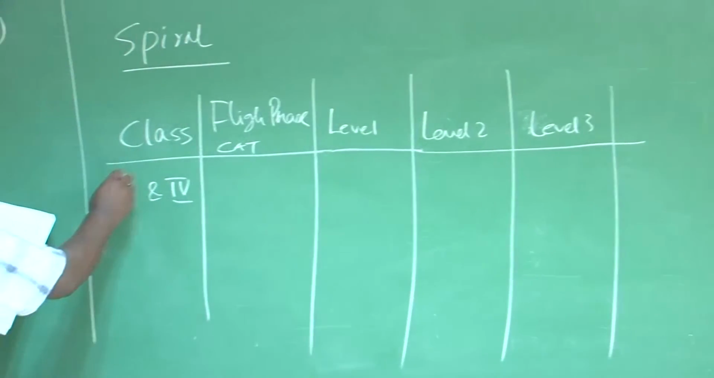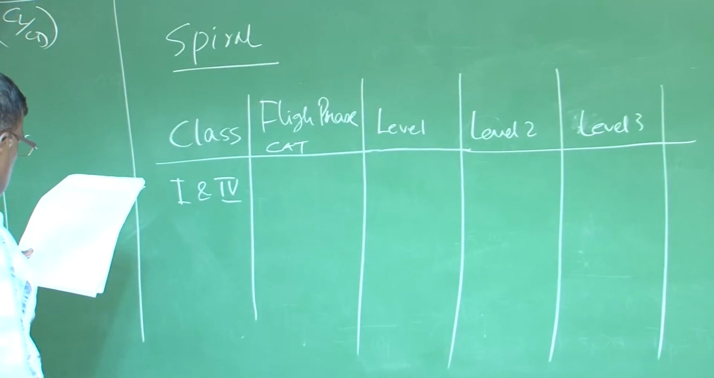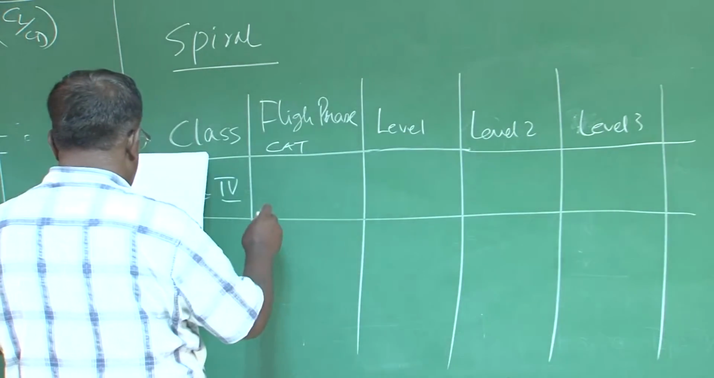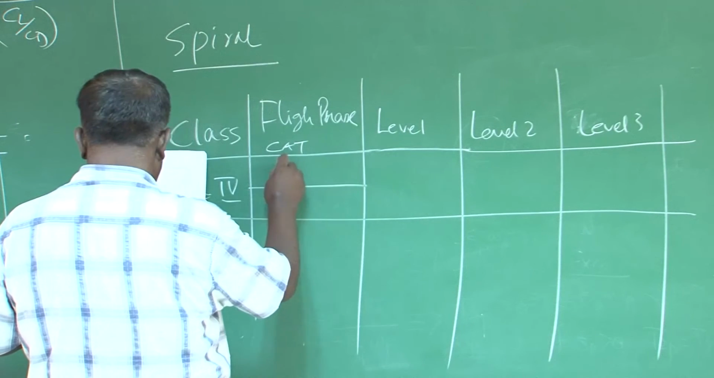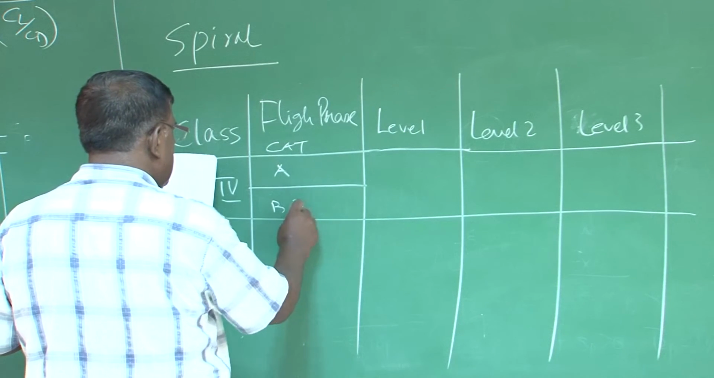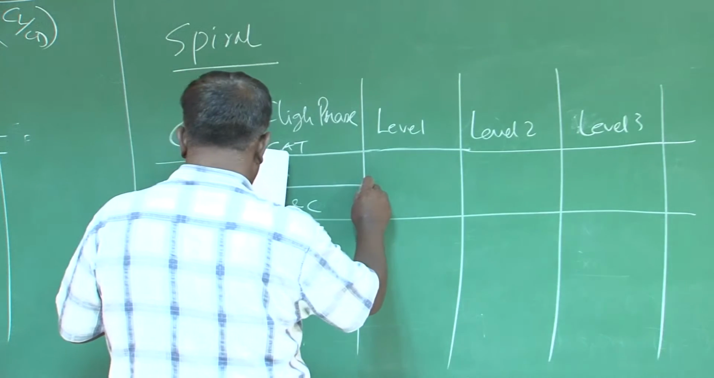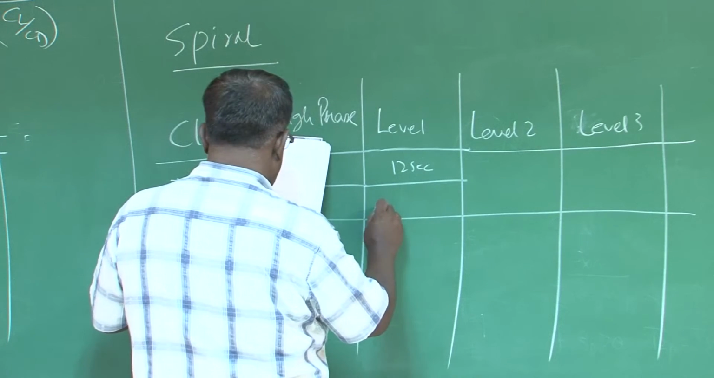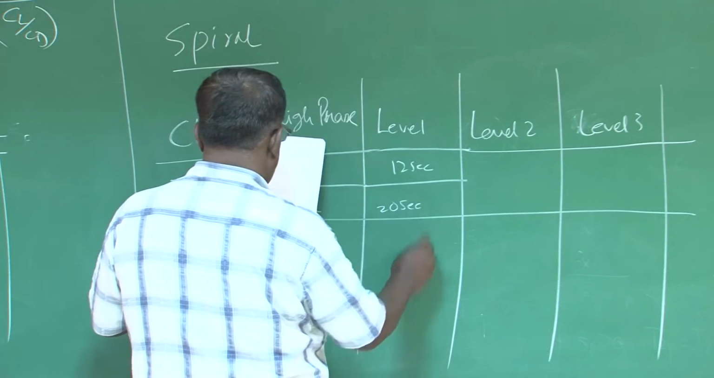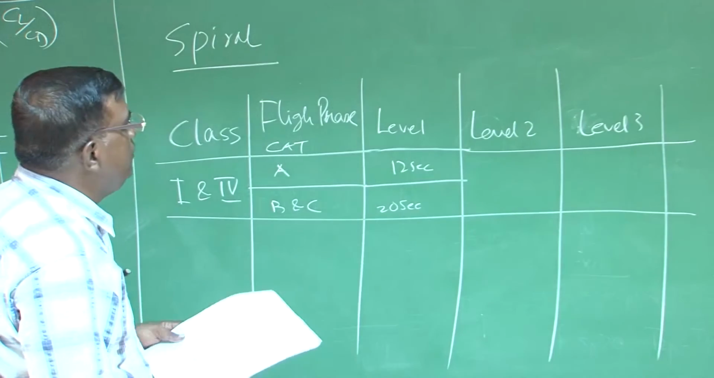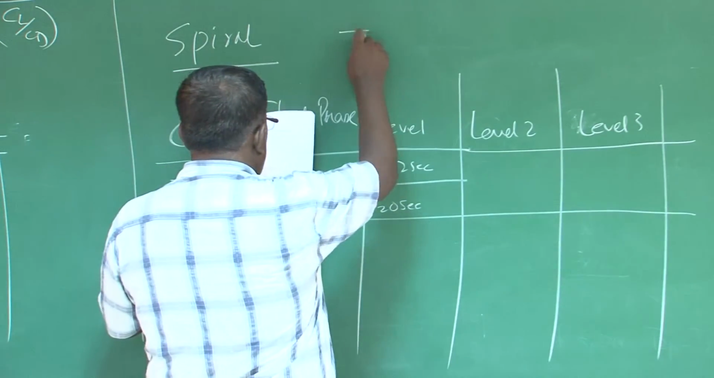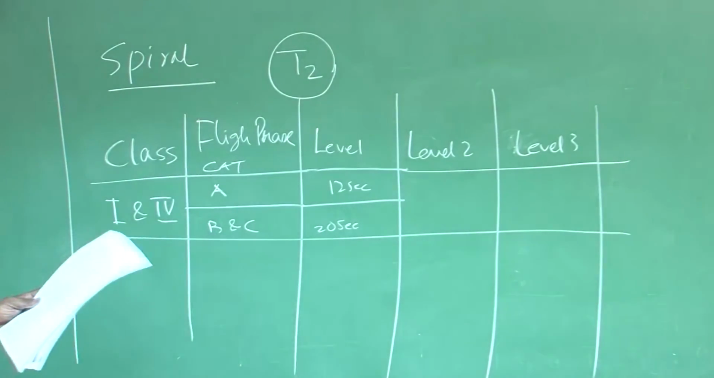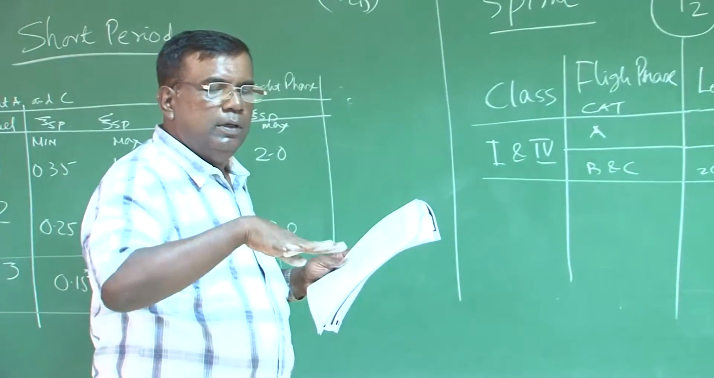You fight for category 1 and 4, for flight phase, let me draw a line to that. For flight phase A, B and C, for level 1, for A it is 12 seconds, and for this it is 20 seconds. What are these 10 second, 12 second and 20 second? These are time to double the amplitude. Okay, we're talking about spiral. This is time to double the amplitude.